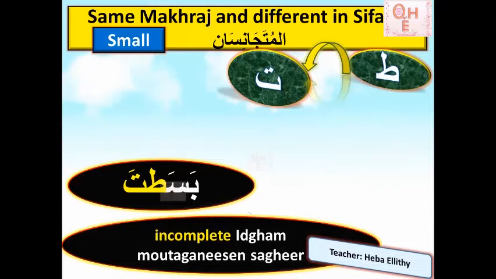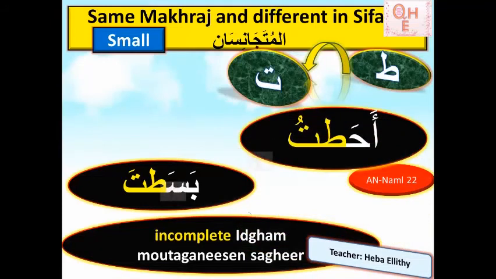Remember, we have another example here. This is not the only two words in the Quran that have ta followed by ta. We have the word أحط. This is from Surah An-Naml, verse 22, and this is from Surah Al-Ma'idah, verse 28. You can go back to the Quran and watch all this and try to pronounce it right.